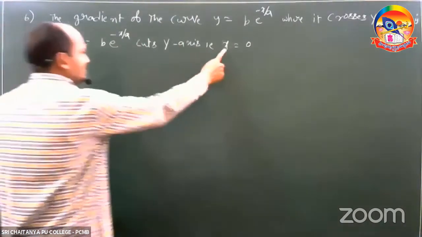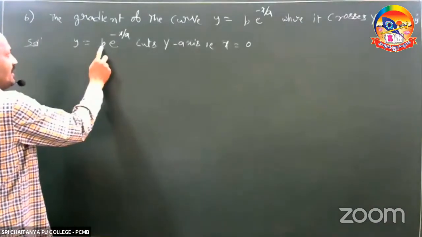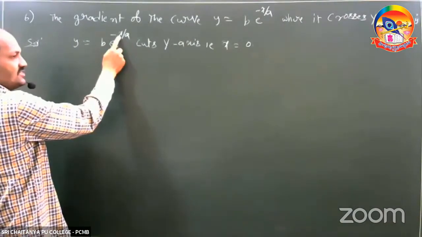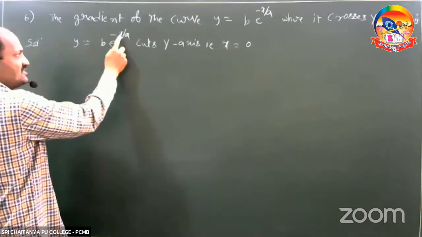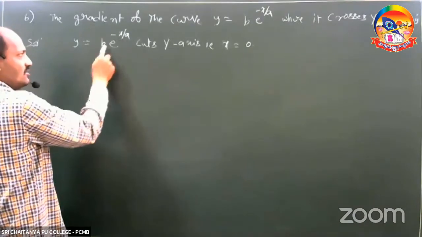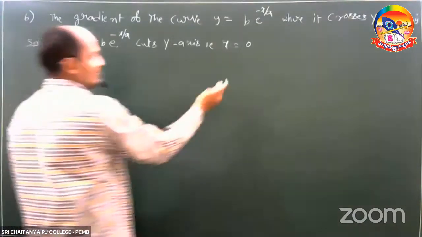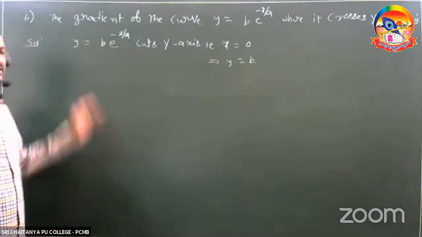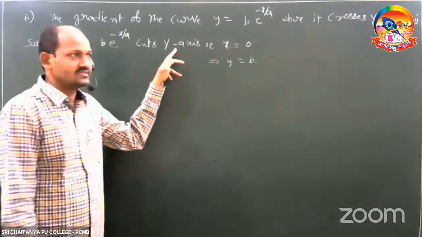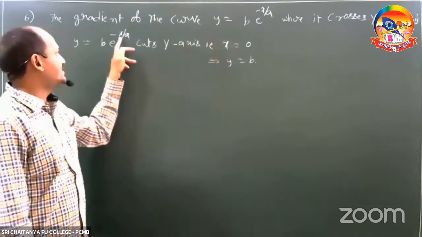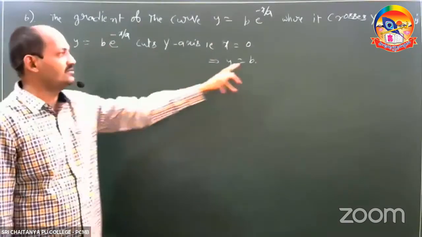If x is 0, it is b e power minus x by a. So x value 0, so e power 0 by a. 0 by anything is 0, and e power 0 value is 1. So clearly we get the y value. The curve cuts the y-axis means x is equal to 0. If x is 0, we get the y value.